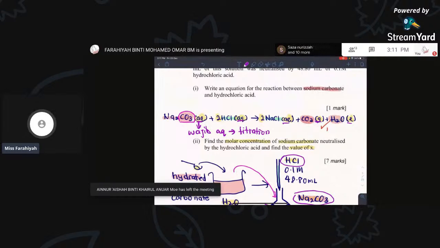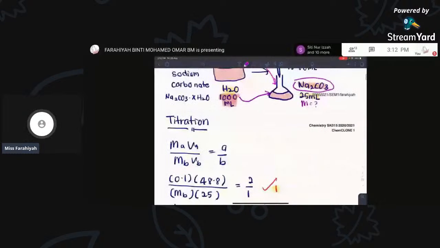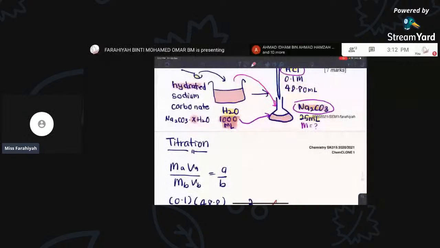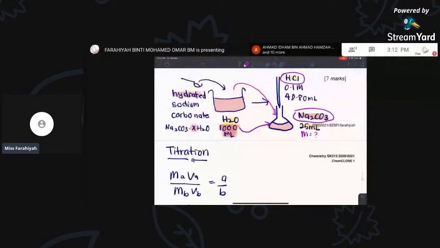Okay. And then next, untuk nak kira value X. You nak kira value X. X ni dekat mana? X ni di sini. So you kena faham konsep dia ialah bilangan mole N untuk Na2CO3 adalah sama dengan bilangan mol untuk N, N itu Na2CO3.xH2O. Bilangan mol dia mesti sama, dia mesti sama. Okay. And dari sini pergi ke conical flask.